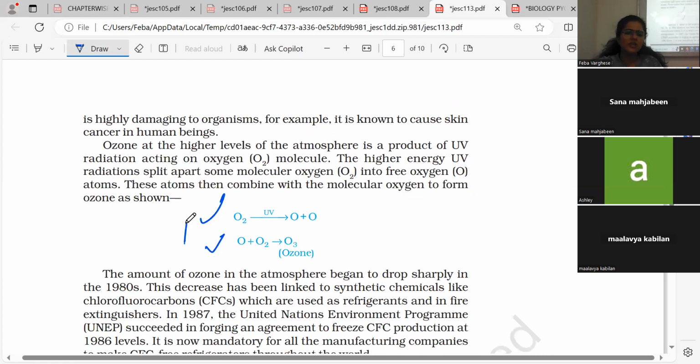These equations are really important. How is ozone produced? Oxygen in the presence of UV radiation is split into oxygen atoms. An oxygen atom combines with an oxygen molecule to form ozone. Okay, this is the equation. It is really important. Study it properly.